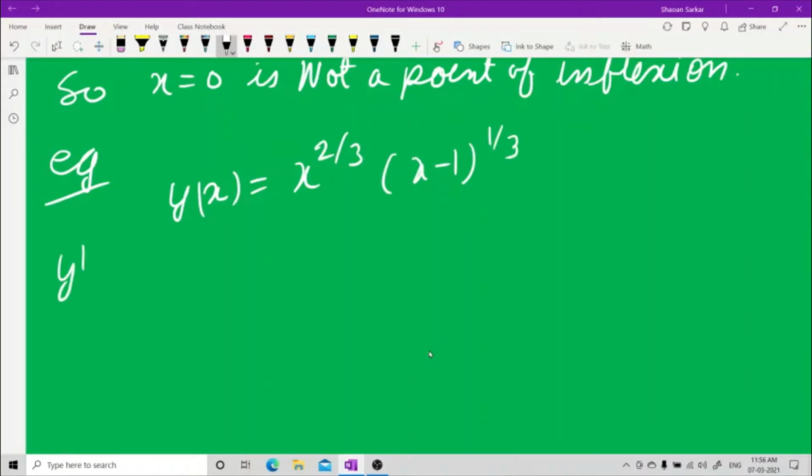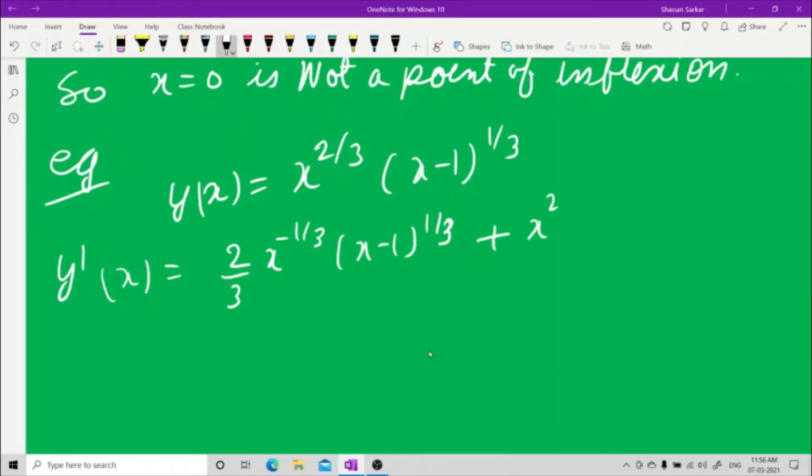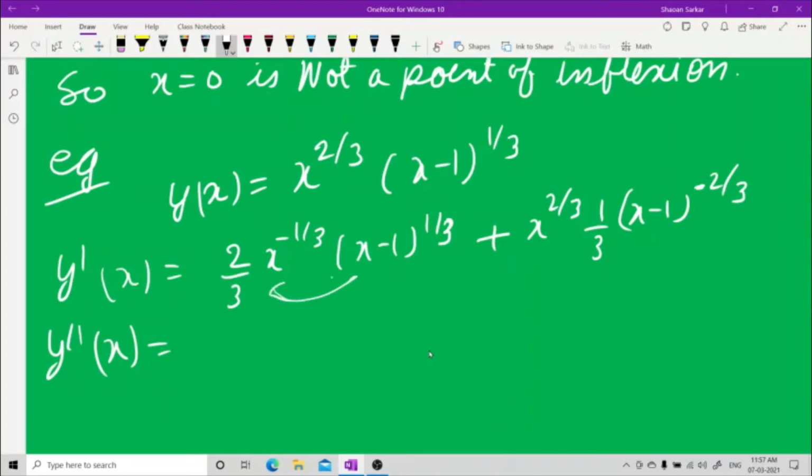Now y dash x is 2 by 3 x to the power of minus 1 by 3 into x minus 1, plus x to the power of 2 by 3 into 1 by 3 x minus 1 to the power of minus 2 by 3. Take the second derivative of x. Now you go for the chain rule, product rule here and product rule here. So 2 by 3 is outside. For this, minus 1 by 3 x to the power of minus 2 by 3.